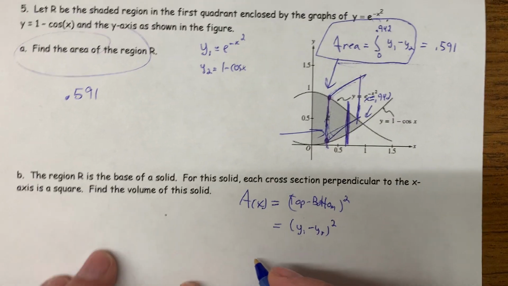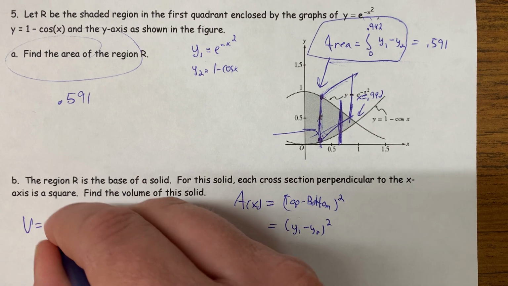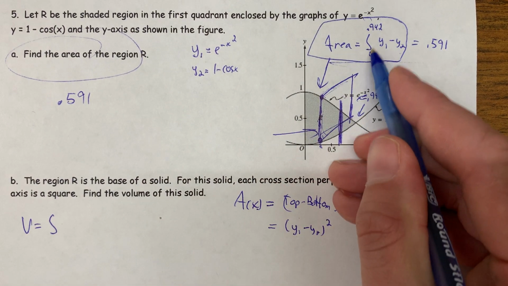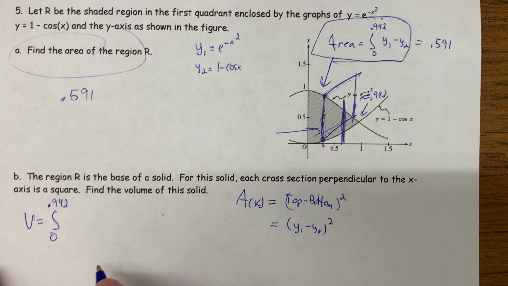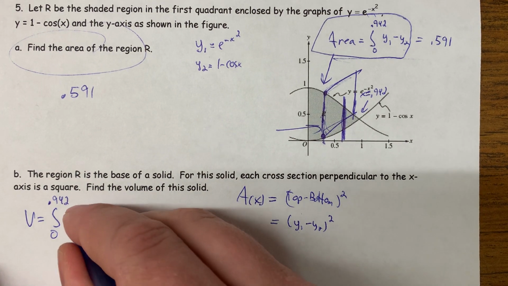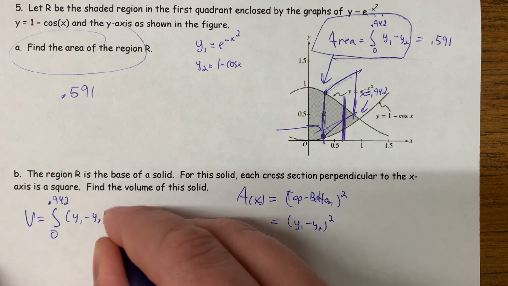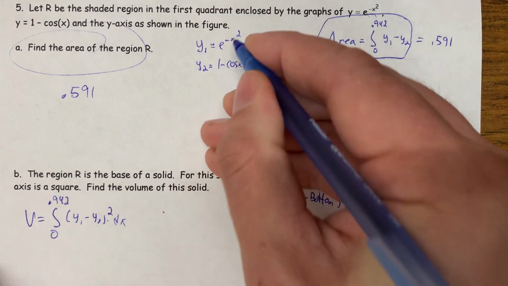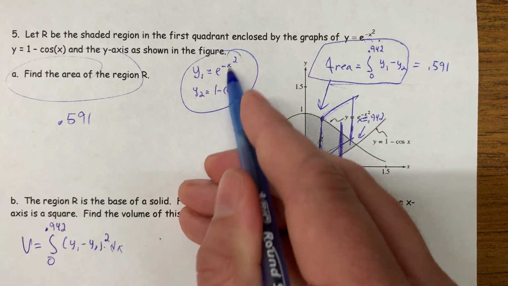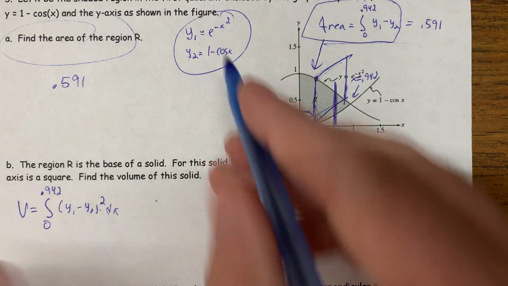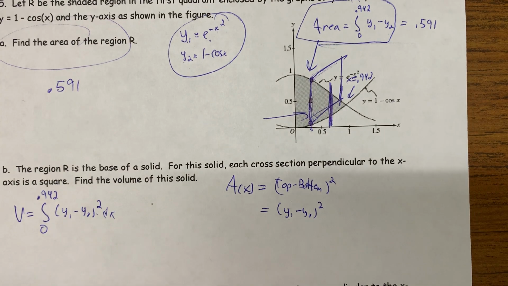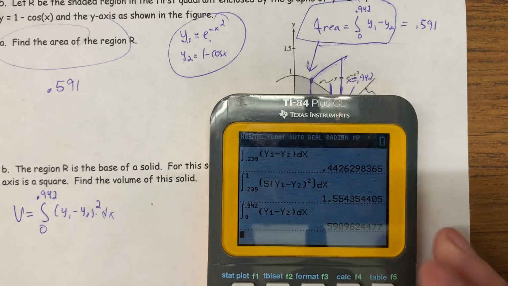So the volume then is going to be the integral from 0 to 0.942 of y1 minus y2 squared. These limits will always be the same, whether you're finding areas or volumes. And I can write this because I have written somewhere on my page what y1 and y2 are. If you have not written what y1 and y2 are, you can't do this.